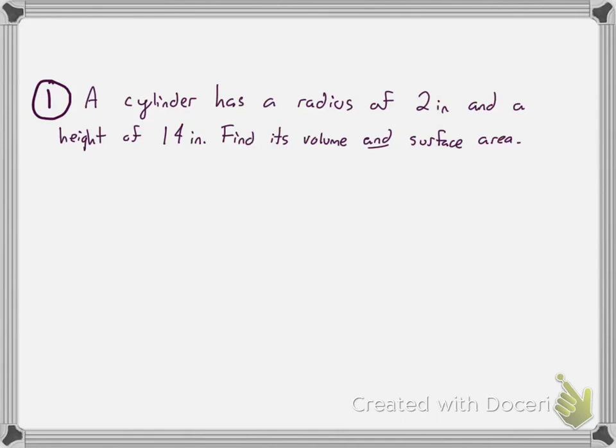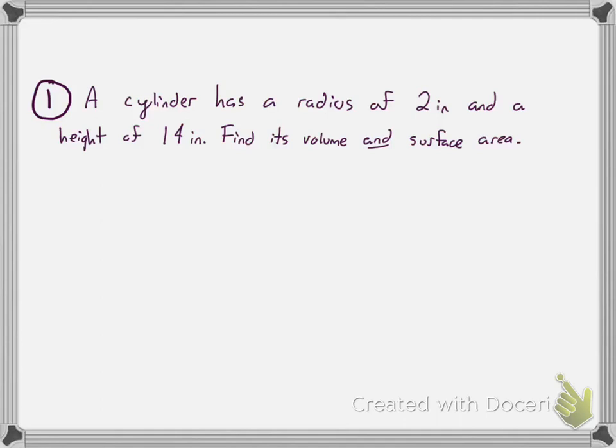Here in example problem number 1, a cylinder has a radius of 2 inches and a height of 14 inches. I want to find its volume and surface area. This problem is pretty straightforward because, as you saw in our general formulas, my key ingredients here are finding the radius and the height. And here, they just gave them to both of us.